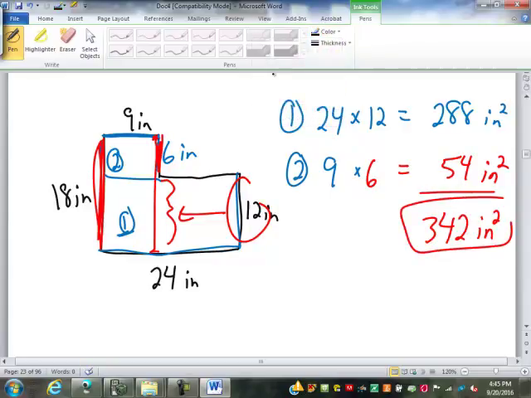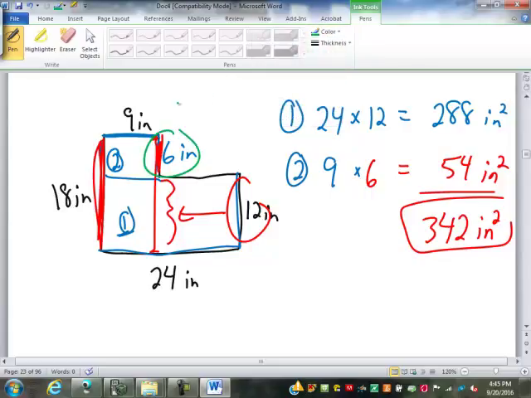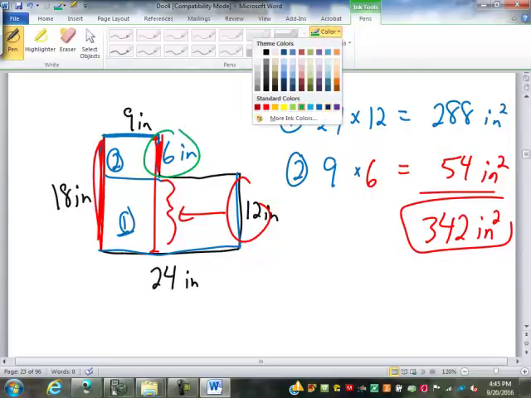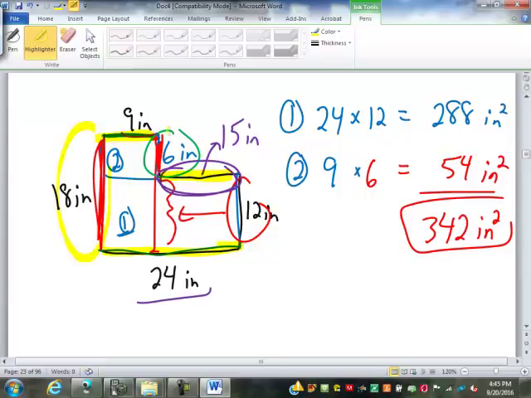That is a skill that a lot of people struggle with, finding that missing dimension. Now, we didn't need it for this problem, but you could also have found this dimension here. What would that have to be? That 24 minus 9 would give us 15. Notice that when we're finding a horizontal dimension, we could only use other horizontal dimensions. When we were finding a vertical dimension, we only used other vertical dimensions.